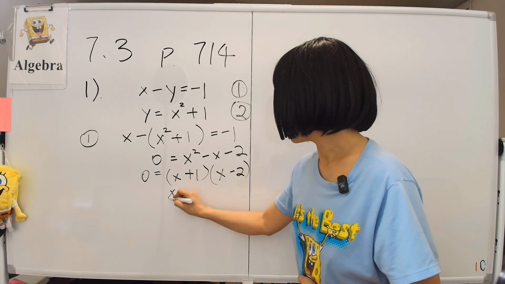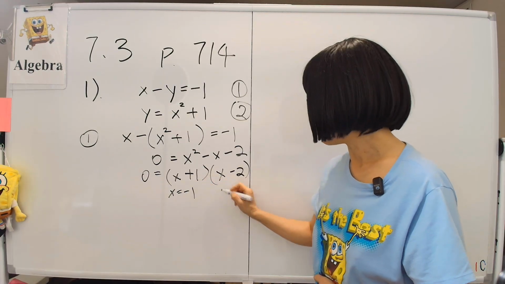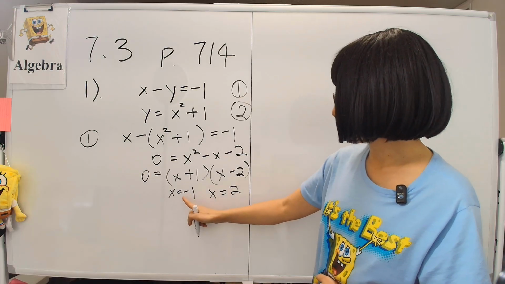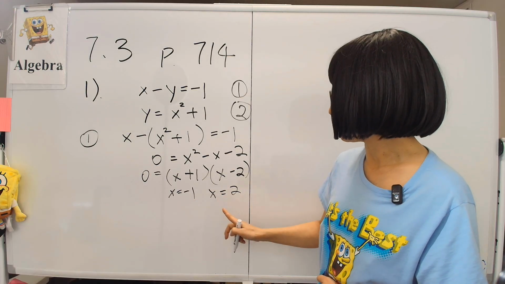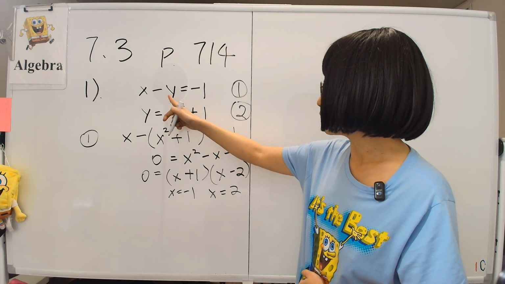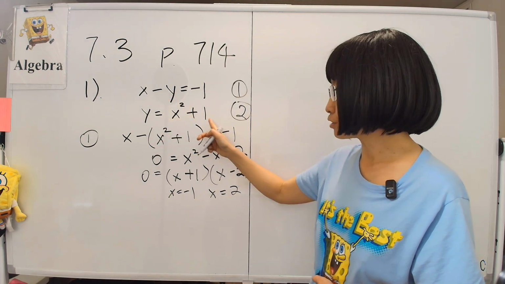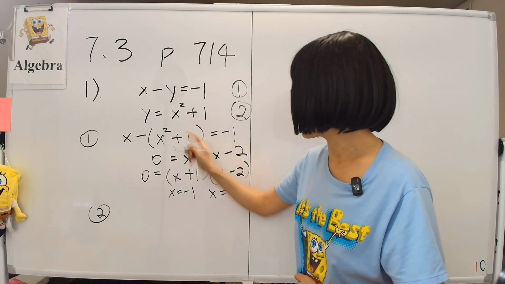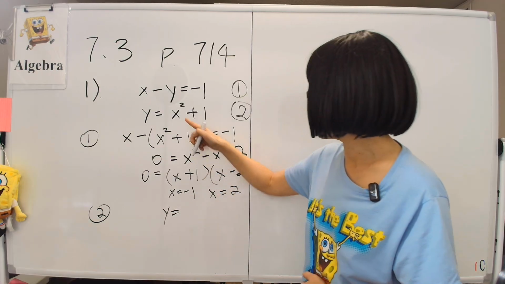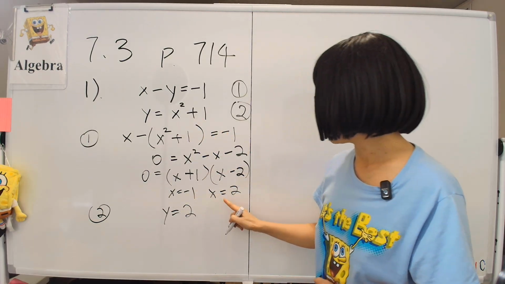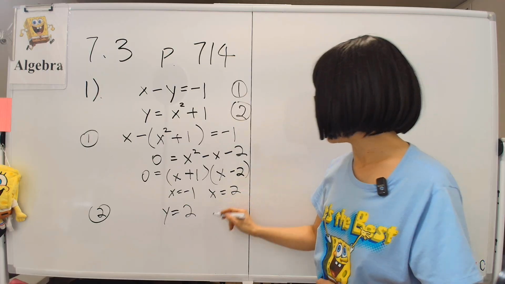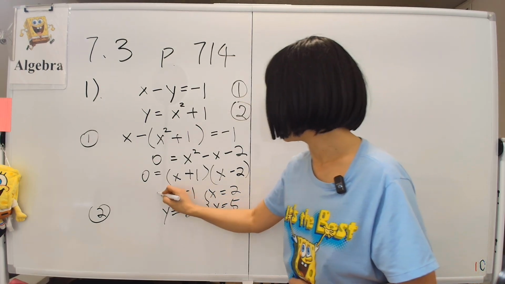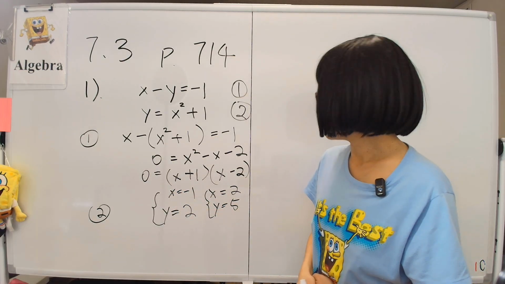So that gives us x is -1 when you set this equal to 0, or x equal to 2 when you set x minus 2 equal to 0. However, we need to figure out what y is. y equals x squared plus 1. From equation 2, if x is -1, y is x squared plus 1, that makes y equal to 1 plus 1, which is 2. And then if x is 2, that's 4 plus 1, so y equals 5. So these are the two pairs of solutions for this problem that should work out.